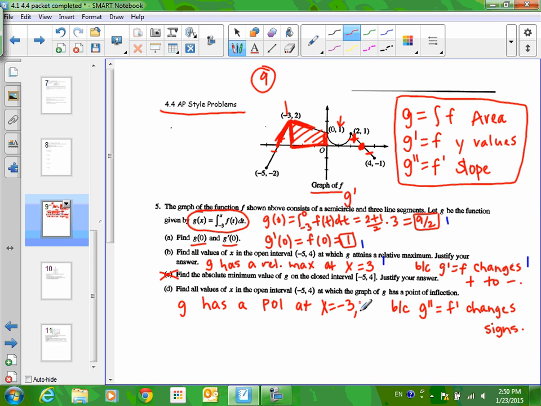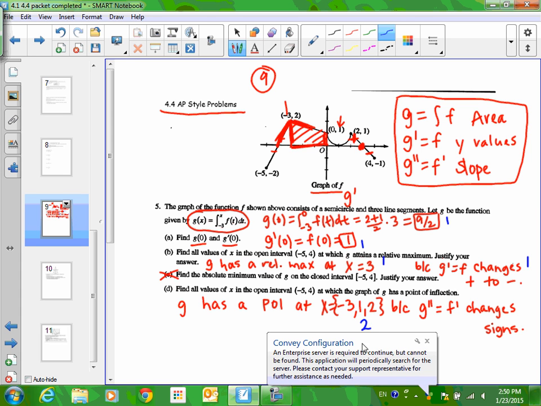1 and 2. And since we have these numbers and it's just a set, we'll put it in brackets. Although you could, if you wanted, do x equals negative 3, x equals 1, x equals 2. That would be fine. Okay? And that's how you get it. There's 2 more points right there.